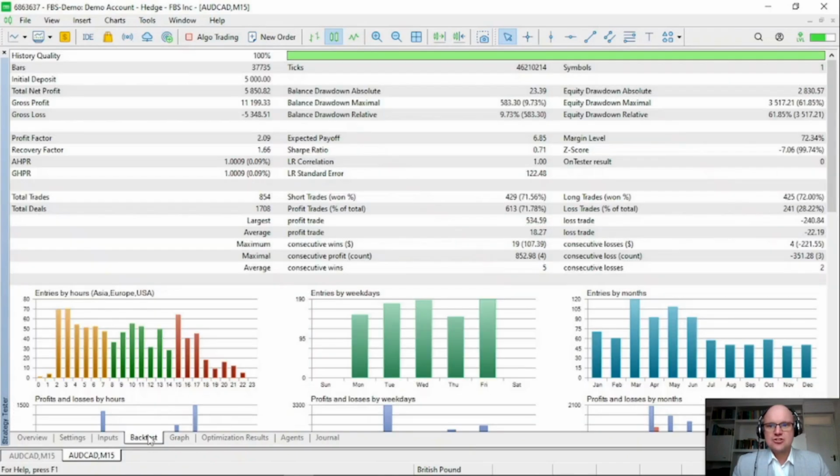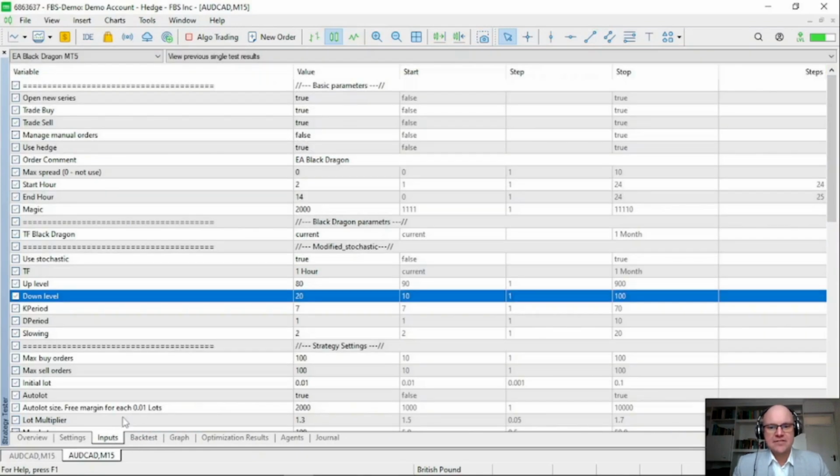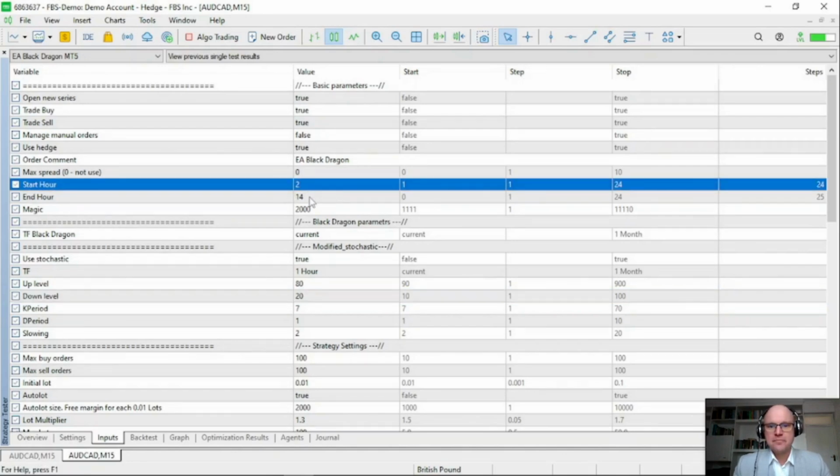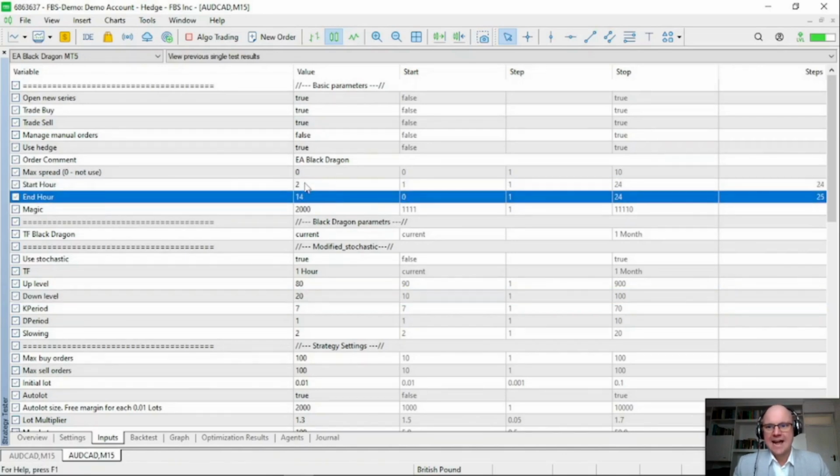So we'll see from the initial balance of 5,000, we made a total net profit of 5,850.82 cents with a profit factor above 2. However, the set file does have a very large equity drawdown, which is something important to take into consideration. Additionally, it is very aggressive, placing over 1,700 trades in the testing period and winning 71.58% of these trades. So let's start off by looking at the set file for EA Black Dragon.